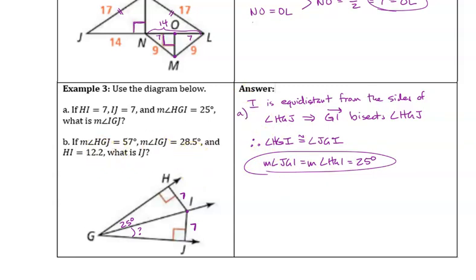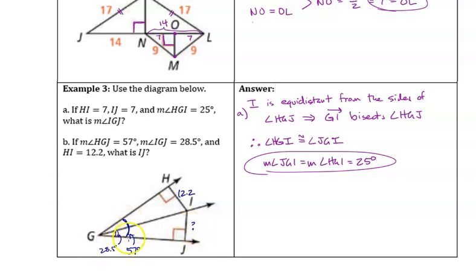Now part B gives us some new information about my picture. So let me get rid of these measurements. Part B says angle HGJ is now 57 degrees. All right, that is 57 degrees. Angle IGJ is 28.5 degrees. So this angle is 28.5 degrees. HI is 12.2. What is IJ?